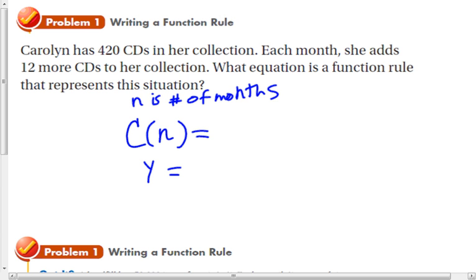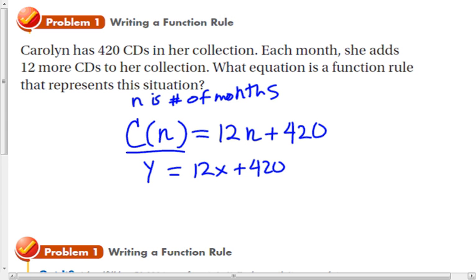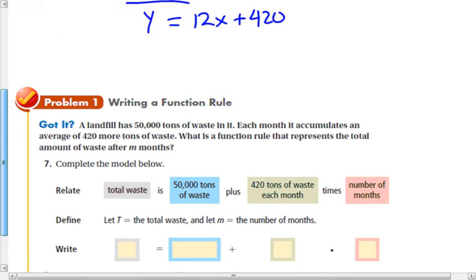And so just like we would do Y equals, and if we had X, then the equation would be 12 times the number of months plus the 420 she had to begin with. And normally you would just see this as 12x plus 420, but when we're using function notation, we write it like this. This parentheses in this case does not mean multiply. It just shows us what our independent variable is. What is our input value? And the input variable is in parentheses. Go ahead, you try that.